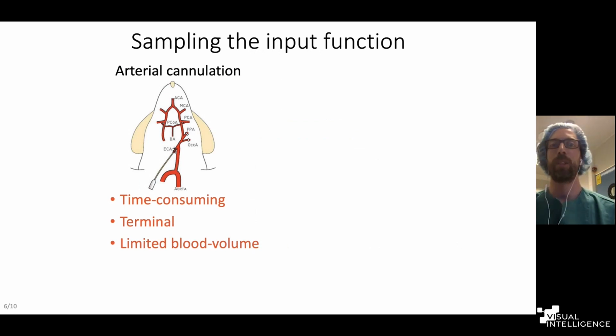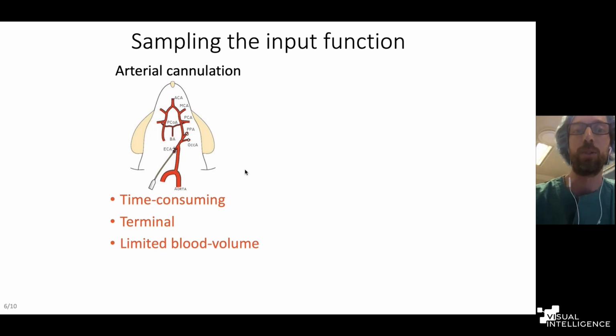So one of the problems with this tracer kinetic modeling is that you need this input function. And especially in small mice, but also in humans, this is a time-consuming procedure. In mice, it's also terminal. You cannot do longitudinal experiments because you terminate the mouse afterwards, and there's some limited blood volume.